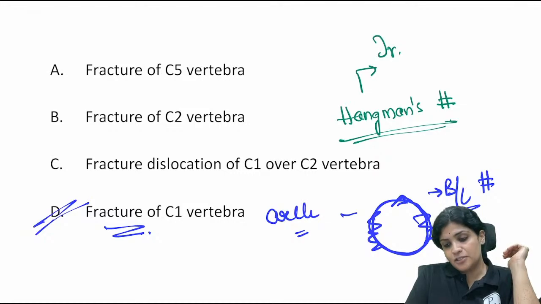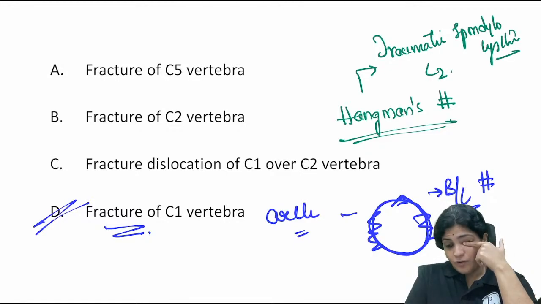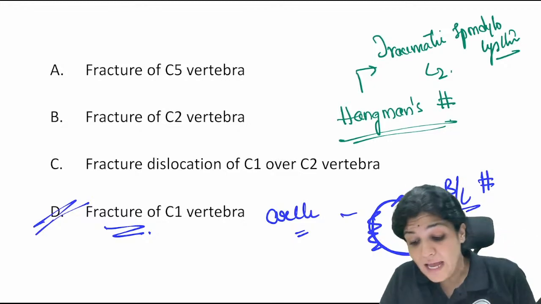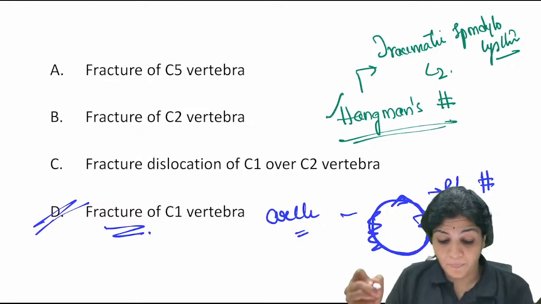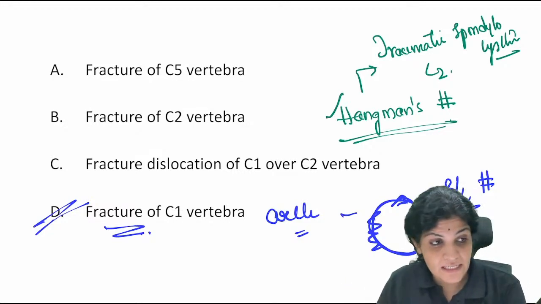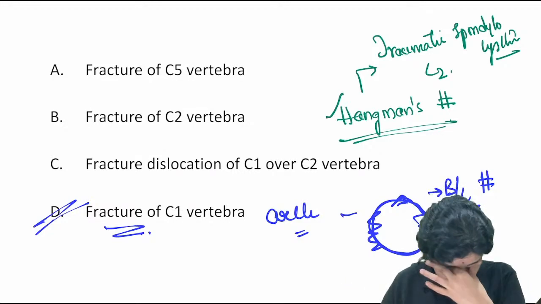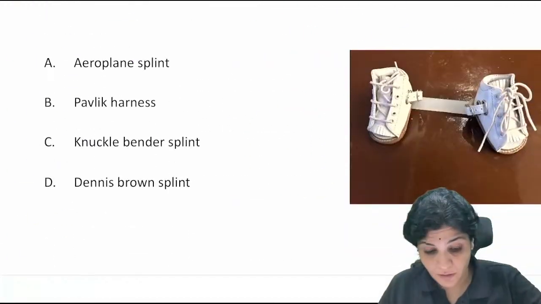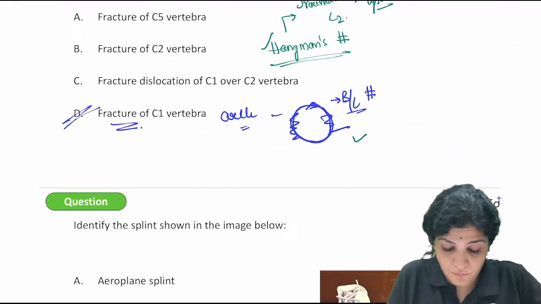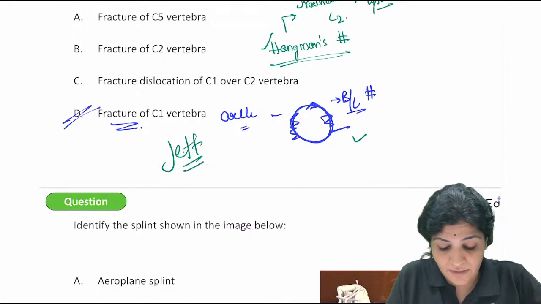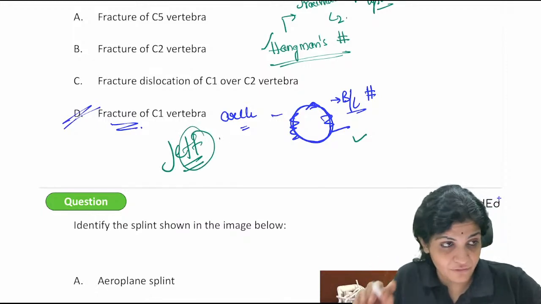What is Hangman's fracture? Hangman's fracture is traumatic spondylolisthesis of C2 over C3. So this is traumatic spondylolisthesis, and Jefferson's fracture is C1. Very good. Hangman's is two words. So remember C2. Jeff, there are two F's, right? So it is a C1 fracture.